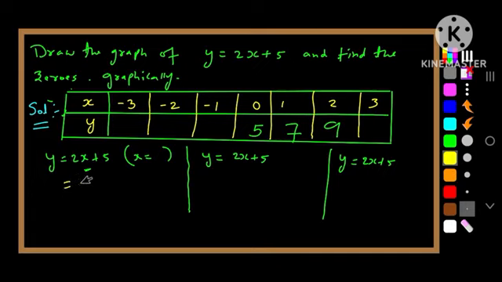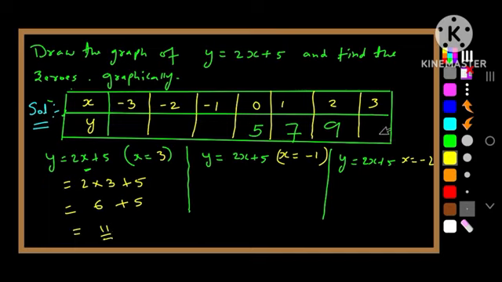Now we will find the value for x is equal to 3, x is equal to -1, x is equal to -2. So x is equal to 3, 2 into 3 plus 5. 2 threes are 6, 6 plus 5 is 11. So our answer is 11 here.